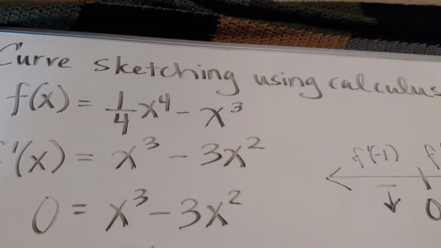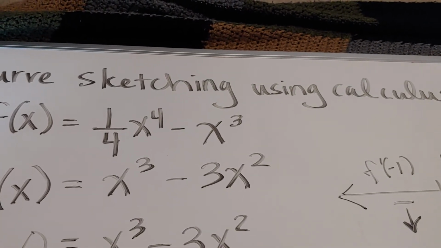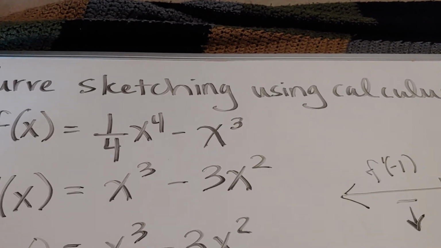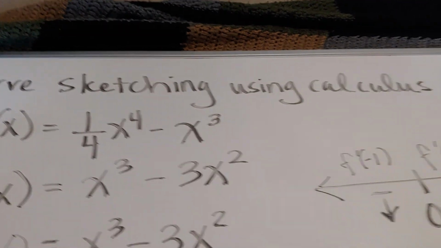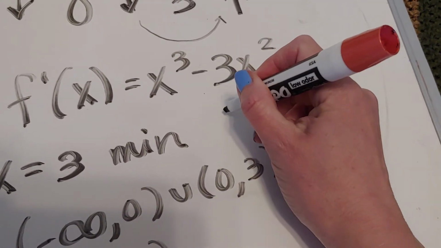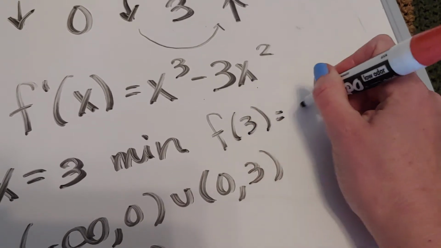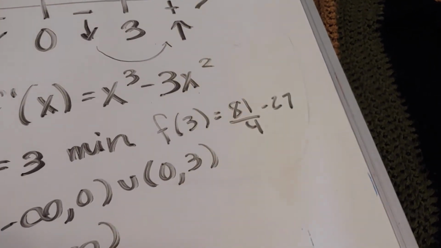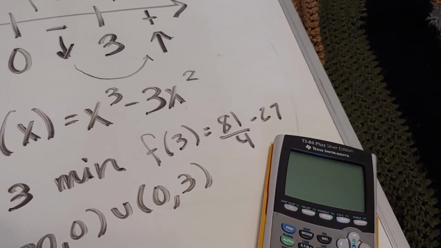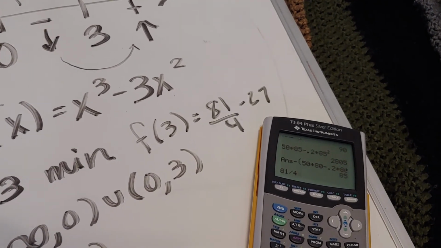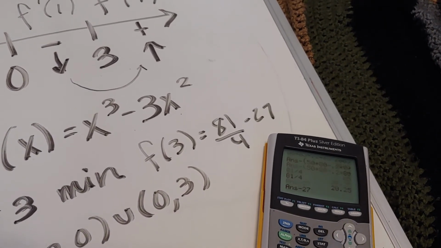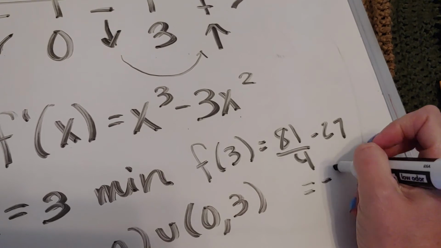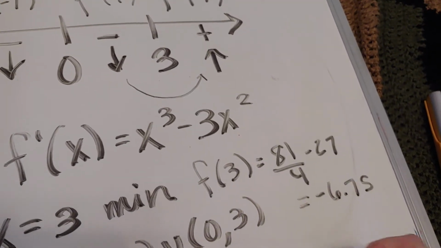I need to go back to the original function. I need to take 1/4 times 3 to the 4th minus 3 cubed. It's going to be ugly. I think I'm going to get 81/4. So f of 3 is 81/4 minus 27, which is, oh man, I've got to use my calculator here. 81/4 minus 27. Looks like I'm getting -6.75.